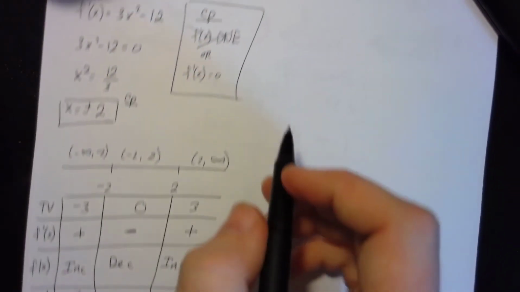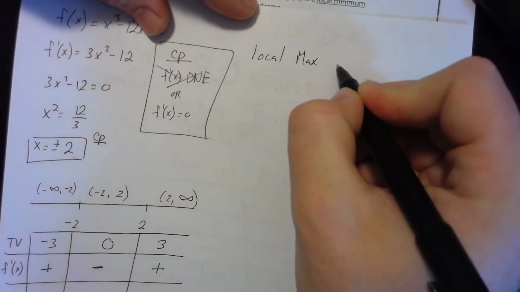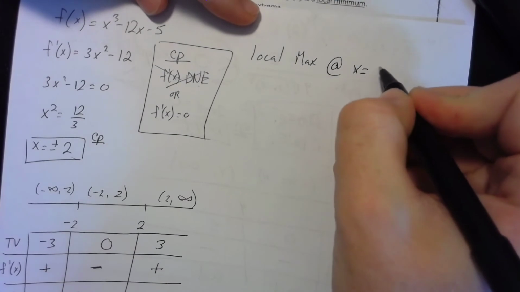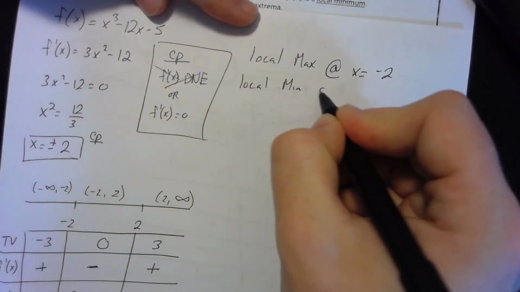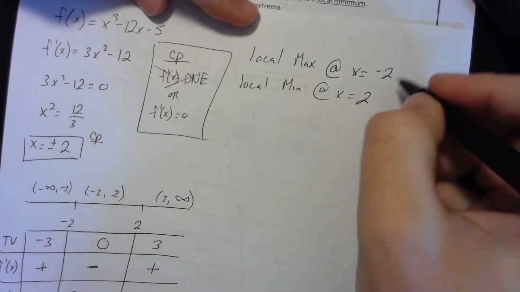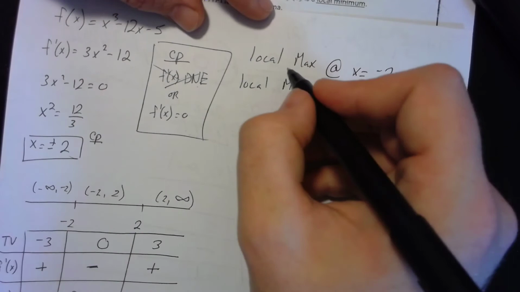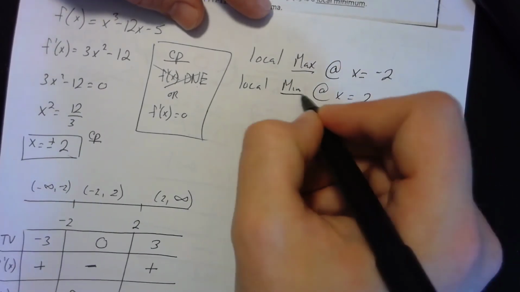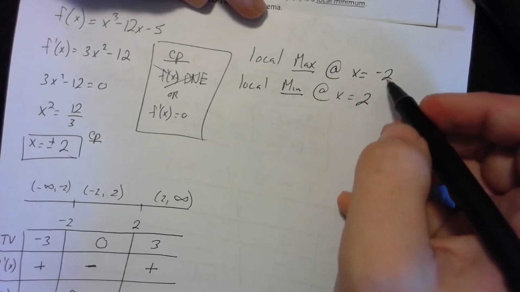First off is that there is a local max at the x value of negative 2, and there is a local min at the x value of 2. The last piece I need to worry about is, well, what's the y value? What is the actual maximum? And what is the actual minimum? These are only the x values, which means that they're only the locations at which those minimums and maximums occur.